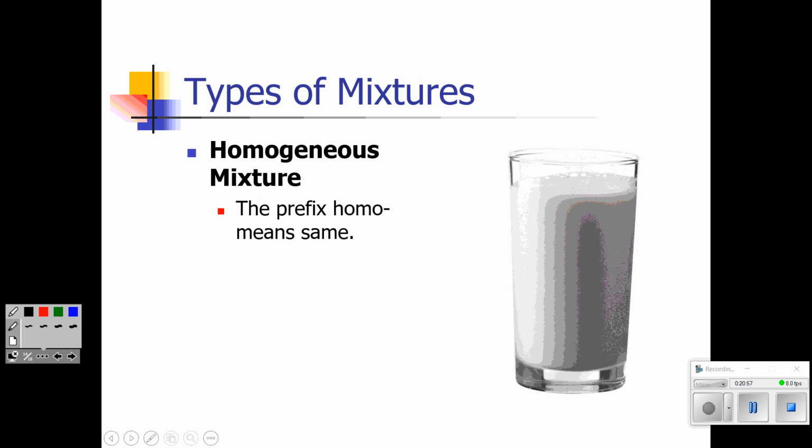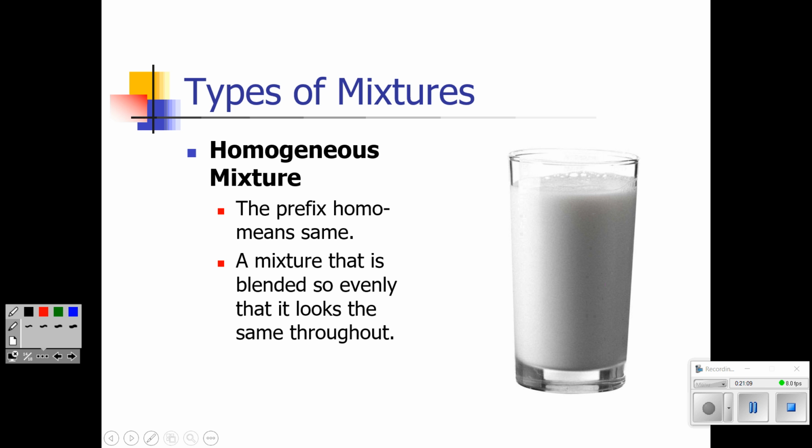Homogeneous mixtures are the mixtures that you kind of confuse with compounds, because you cannot see the individual pieces that make them up, like the milk here. The prefix homo means same. So a homogeneous mixture is a mixture that is blended so evenly throughout that it looks the same. Your examples here are milk, soda, and lemonade.